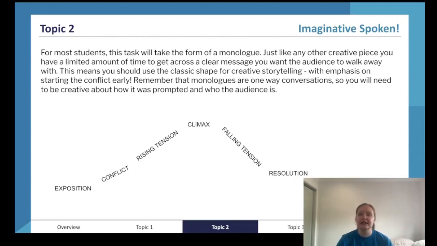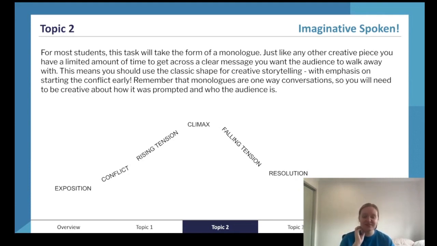And I think there needs to be an emphasis on beginning your conflict nice and early. It just means you have as much time as possible to engage that conflict, to develop that conflict, and to be using it to create your final message. It's important to remember that by their very nature, monologues are one-way conversations, so you'll need to be creative about what's prompted your main character to share this monologue and who the audience is, who they're actually talking to. They're not just talking to the air. Who are they discussing?